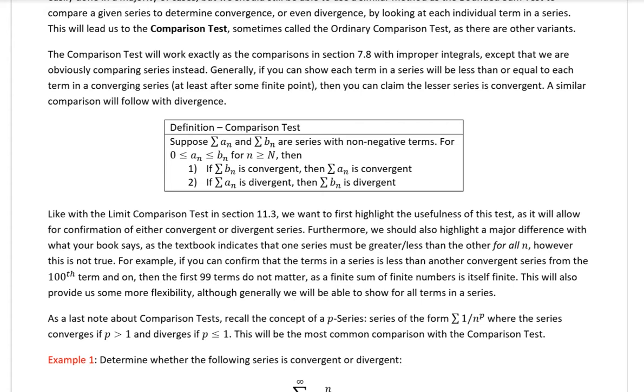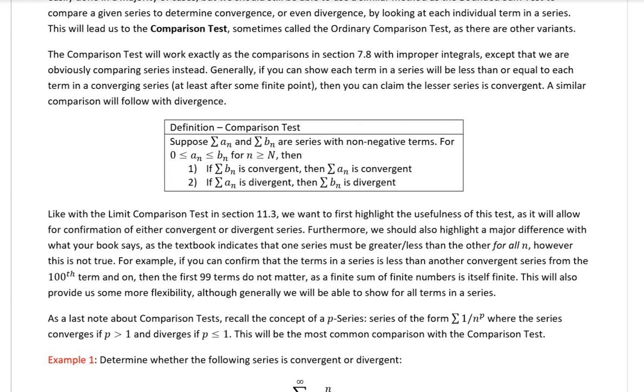One other note about these comparison tests, particularly compared to what you'll see in the textbook, is that the textbook outlines that it needs to be true for all values n of the series. So if the series goes from 1 to infinity, the book implies that you have to show that it's less than a convergent series also from 1 to infinity. That's not necessarily true. We don't care about the finite case.